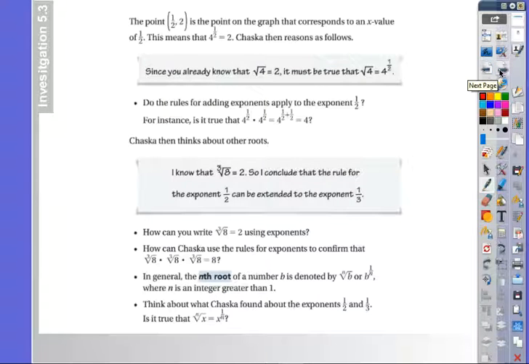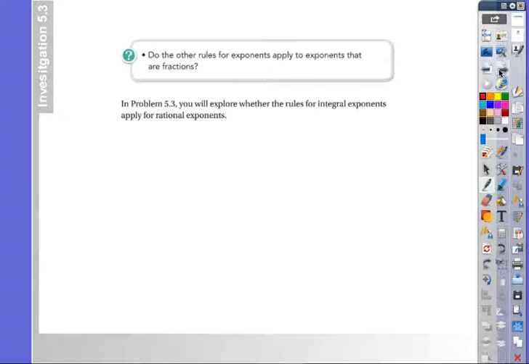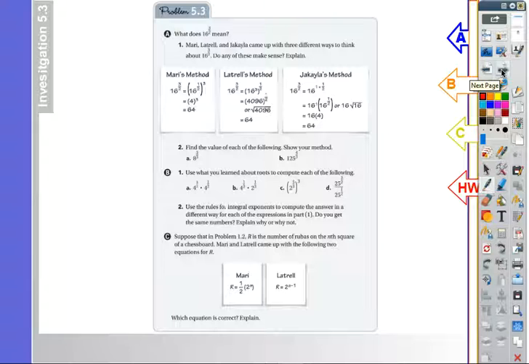All right. So here we go. We have this nice long reading which essentially says the same thing we just talked about with the cube root of 8 and the nth root. So there we go. Here's what you're going to be asked to do. We're trying to figure out if all the other rules of exponents apply to exponents that are fractions. That's all we're doing today. If it is a rule, it's probably going to work.